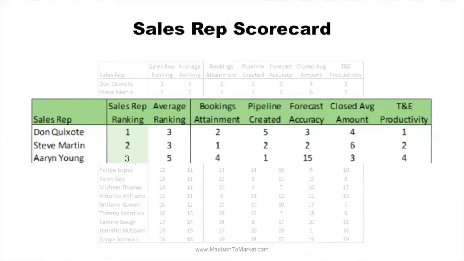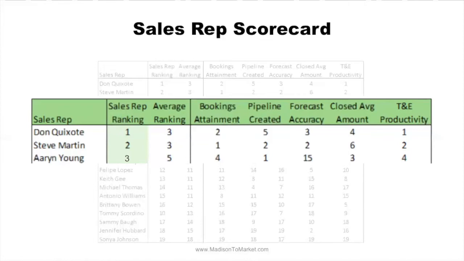We look at the third guy, Aaron Young. He's only ranked 15th in terms of forecast accuracy, but his strong rankings in all the other categories propel him to have an average category ranking of 5, which was good enough to rank him as the 3rd best sales rep. So these scorecards are very different from one organization to the other, but the idea is the same in terms of getting everyone on an equal playing field and ranking and evaluating reps in comparison to one another.